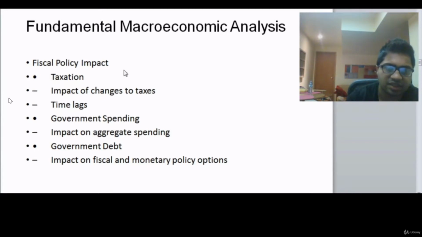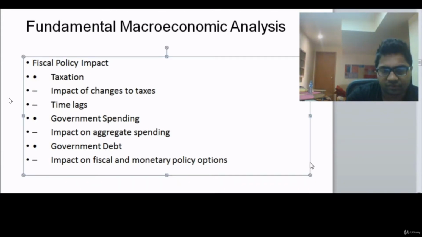So fiscal policy has taxation and an impact of taxation, but there are time lags. Any fiscal policy has to pass through the parliament. So it has to pass through the lower house and upper house in Canada, and it takes a long time to do it. Any rules that the government comes up with depend on the current political structure and all those things. So there is a time lag between when the government decides to do it and when it actually starts happening and the impact can be seen.